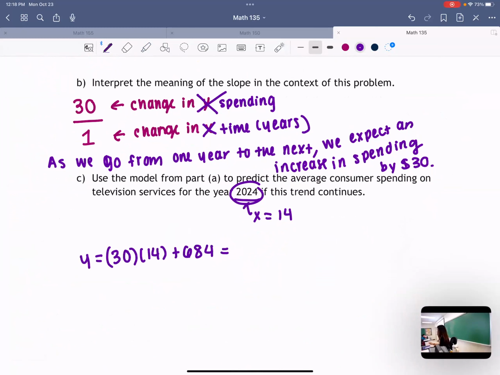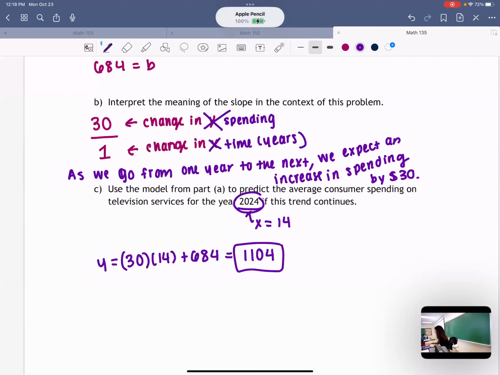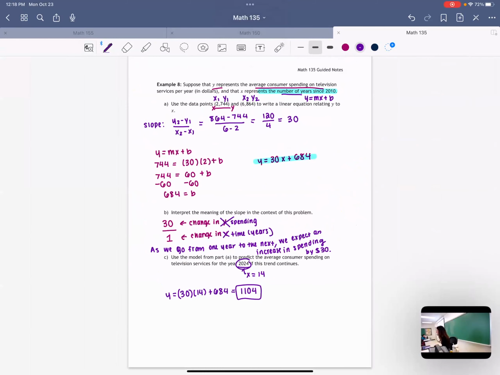I actually did this in my office before class, so you can check me on this, but I got 1,104 as my final answer. All right. Any questions on part C? All right. So this pretty much wraps up that last set of guided notes. Any questions on modeling or word problems or anything like that?